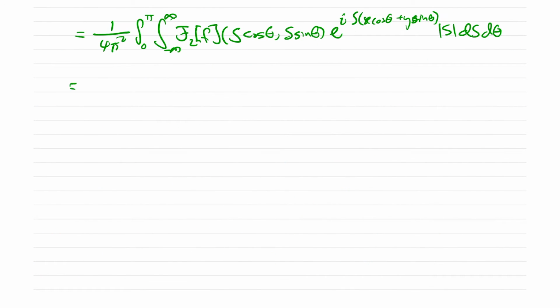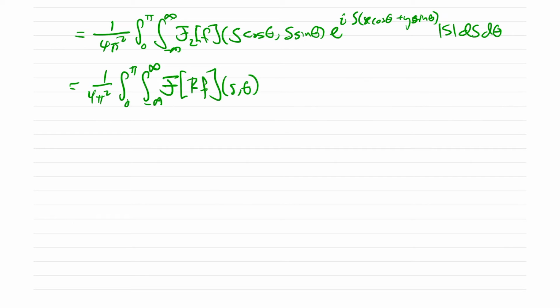So this is equal to 1 over 4 pi squared times the integral from 0 to pi and the integral from minus infinity to infinity of the Fourier transform of the Radon transform of f, where that Fourier transform is only with respect to the first variable. Then times e to the i s times x cosine of theta plus y sine of theta, same thing we had before, and then I'll leave the absolute value of s ds d theta.